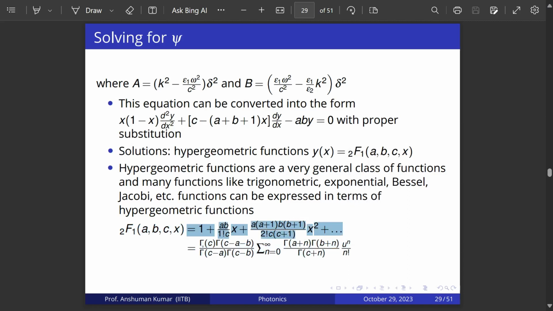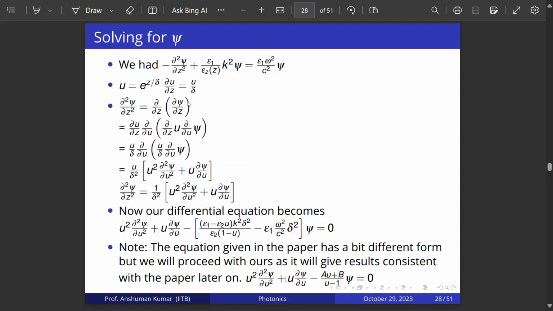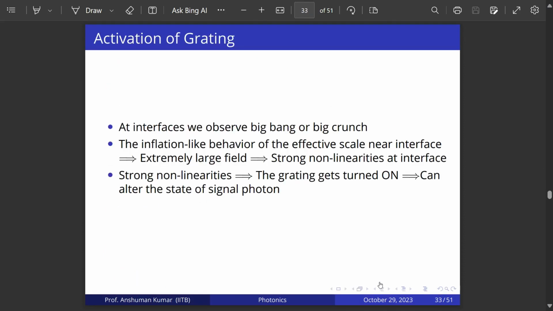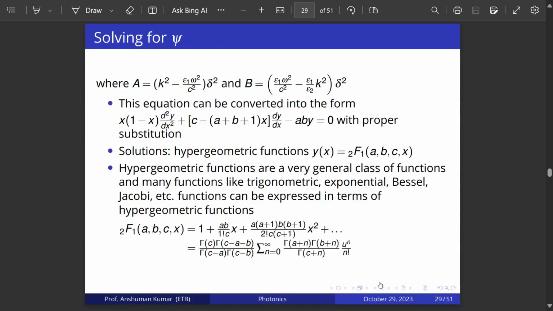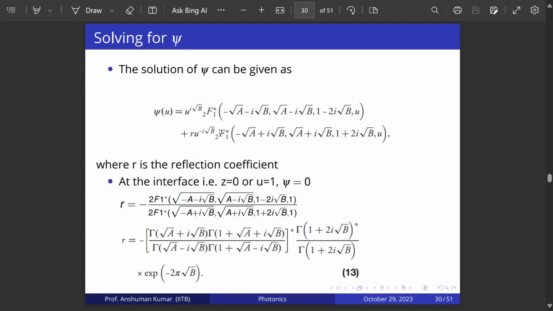It can also be expressed in gamma functions, which looks like this. Now, our solution of psi in terms of this hypergeometric function can be found by just putting this differential equation into some differential equation solver like Wolfram. You will find the solution is given in terms of hypergeometric functions.